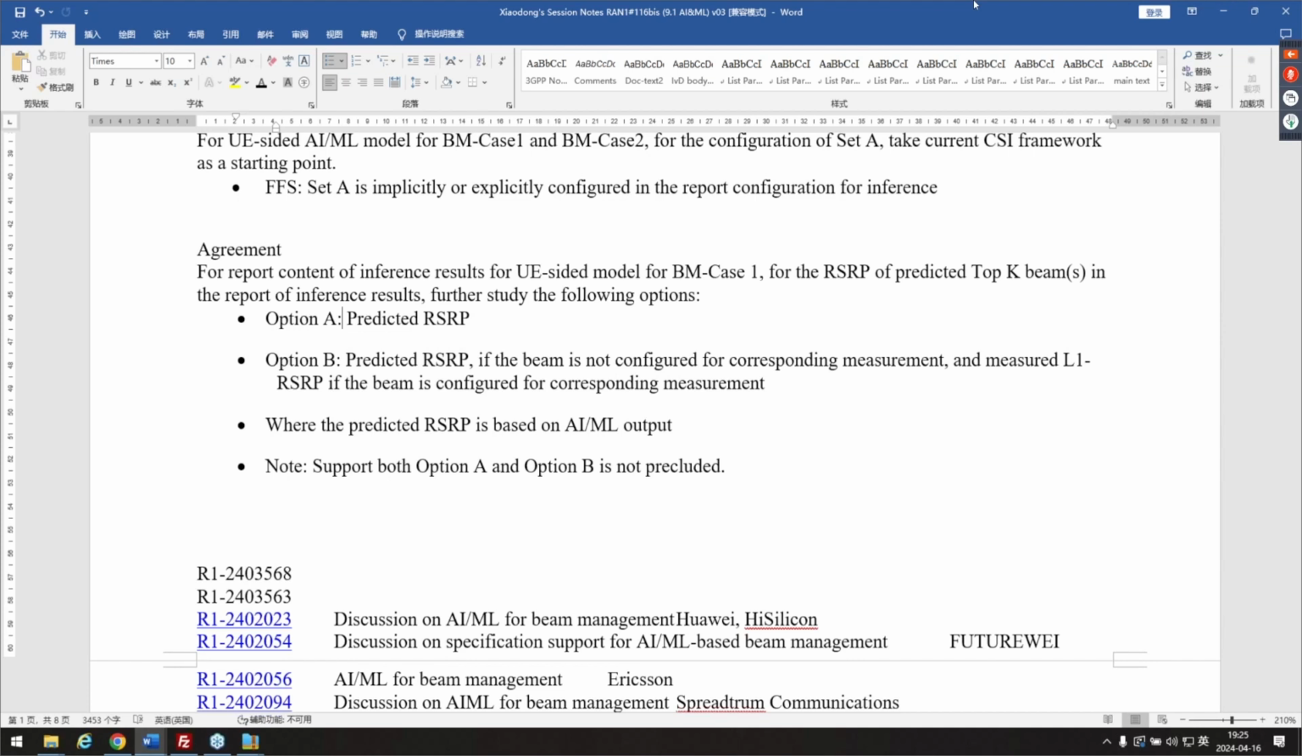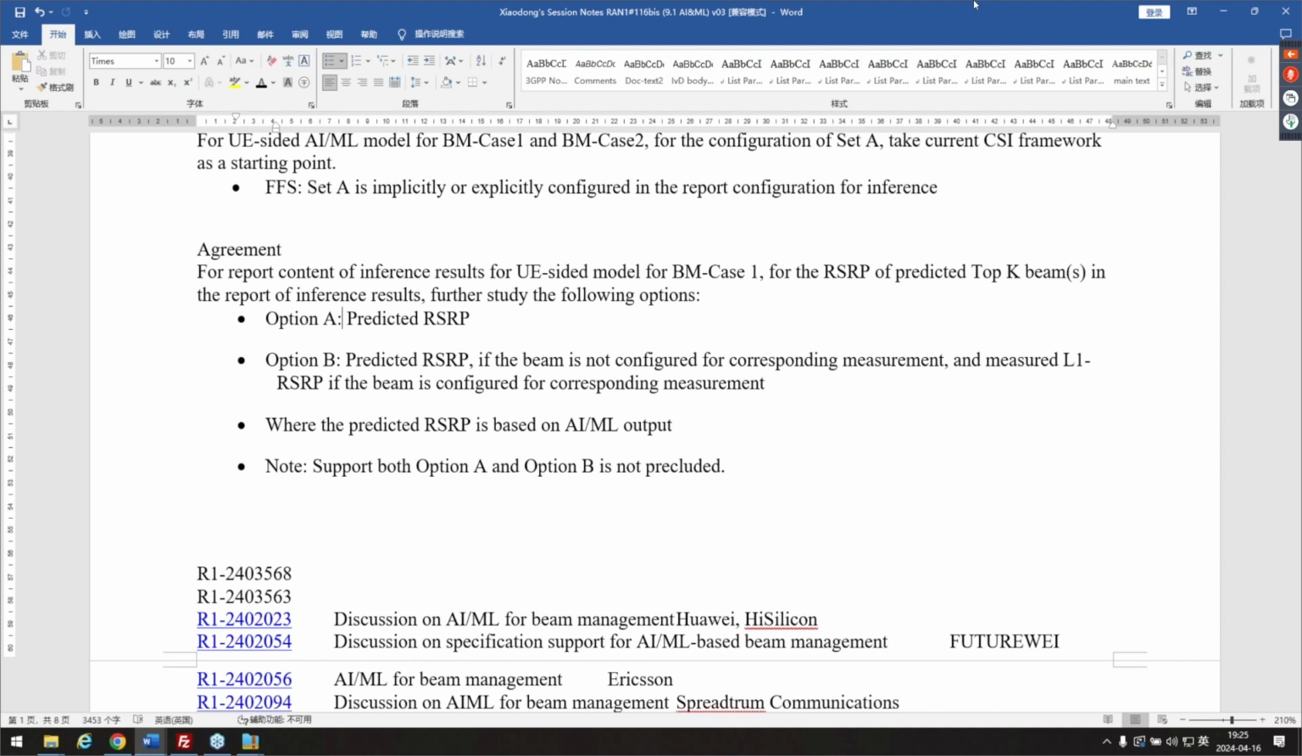Just for clarification of the difference between option A and B. In option A, we just report the predicted RSRP, and in option B, we report both the predicted and the measured, but for one beam, only pick the predicted RSRP or the measured RSRP. That's the intention. Okay, thank you.